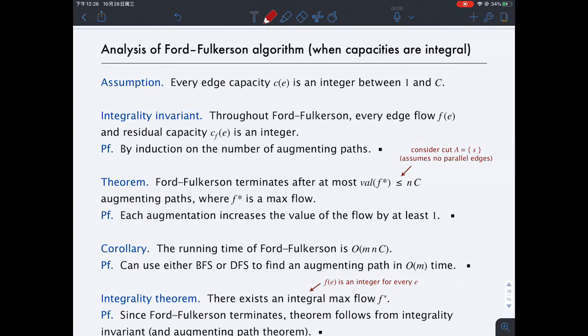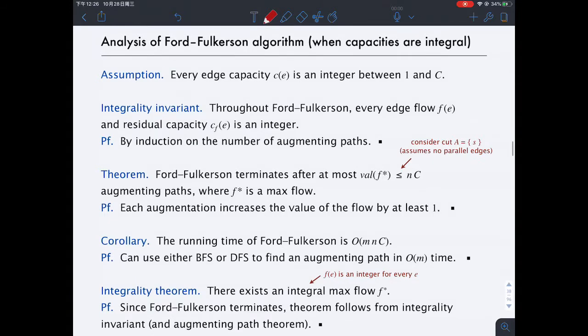Before we proceed, we want to make a number of assumptions and also describe a number of pretty obvious results. The assumption we are making here is that every edge capacity is an integer between 1 and C.